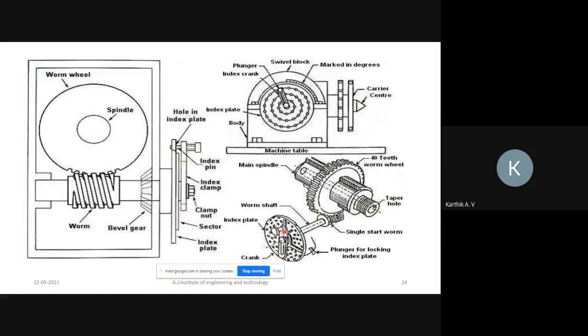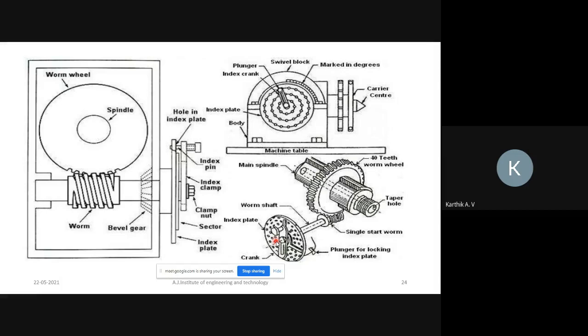So suppose you want to divide the workpiece. This is connected to the workpiece. Okay, this piece is the main spindle. The main spindle is connected to the workpiece. So suppose you want to create two divisions in a workpiece, then you have to rotate two full rotations of this crank pin. Okay, full rotation of this crank pin. Then you will get two divisions in the workpiece.